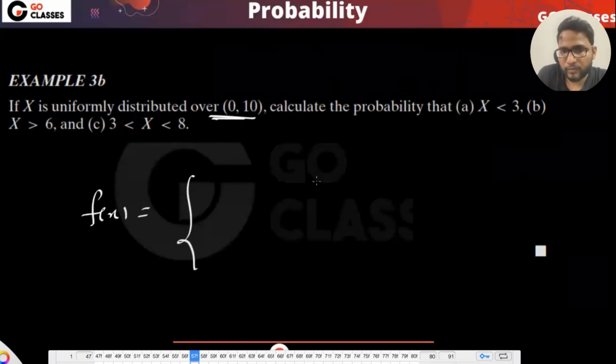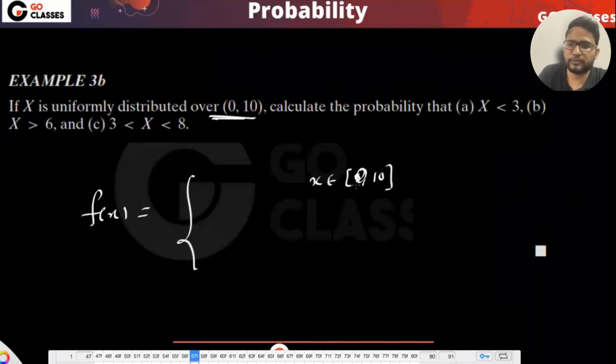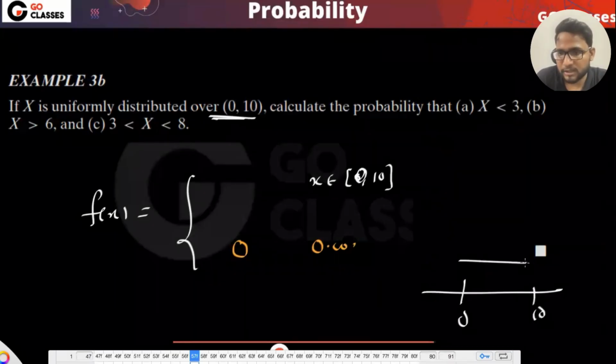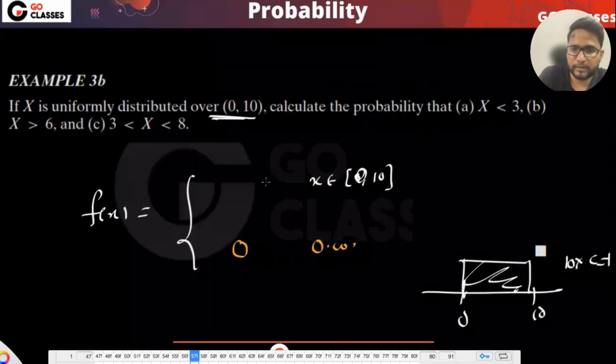If X is from 0 to 10, whether it is an open interval or a closed interval does not matter in the case of continuous, because the point probabilities are basically 0. So can you calculate this quantity? If it is C, then it is 1 upon b minus a. This is 0 to 10, this is C, and the area is 1, so 10 into C equals 1. So basically it is just 1 upon 10.